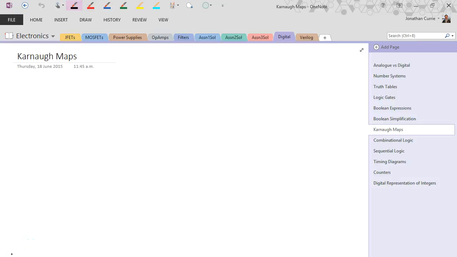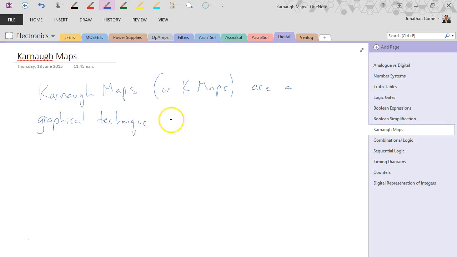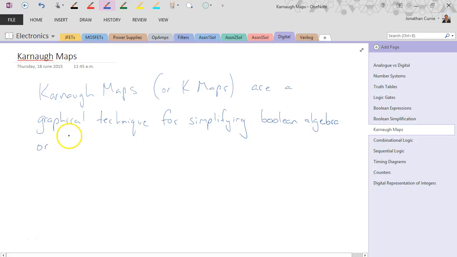In this video we're going to be having a look at Karnaugh Maps, also known as K-Maps, which are a graphical technique for simplifying Boolean algebra, sort of, or normally logic circuits, and if used correctly can provide the true minimum.